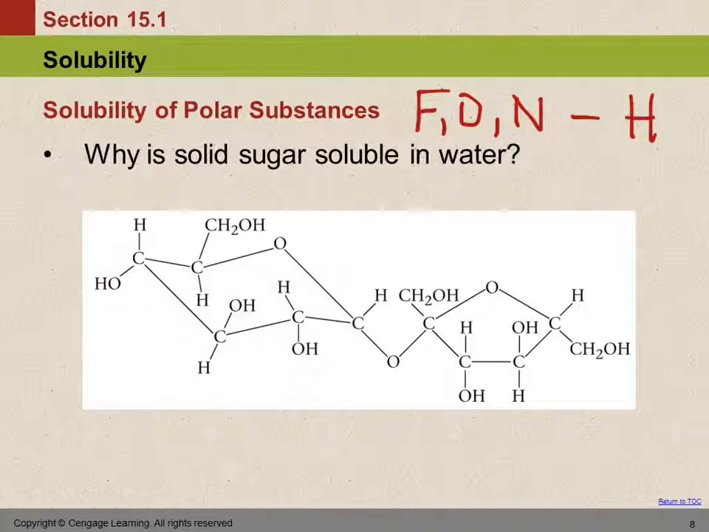Are there any OH bonds here? There's a whole bunch of them, right? There's little OH bonds hanging off all over the place. Those are polar bonds that are capable of hydrogen bonding, and those are going to interact very well with water molecules. They speak the same language, and so sugar is very soluble in water.